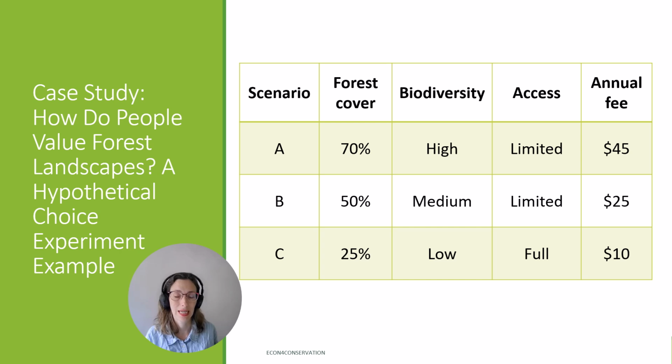Now let's consider an example of a choice experiment. Imagine a survey where people choose between conservation scenarios with different features, such as forest cover, level of biodiversity, recreation access, and cost. By analyzing choices across many respondents, we can estimate willingness to pay for each attribute. So, for example, we could try to answer how much more are people willing to pay to conserve 70% of the forest instead of 30 or 25%.